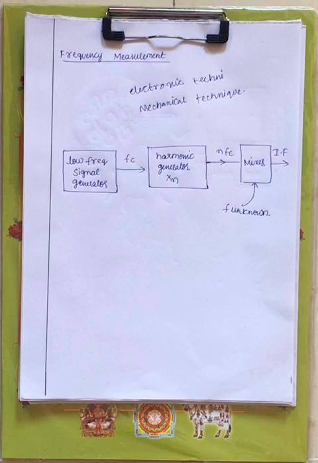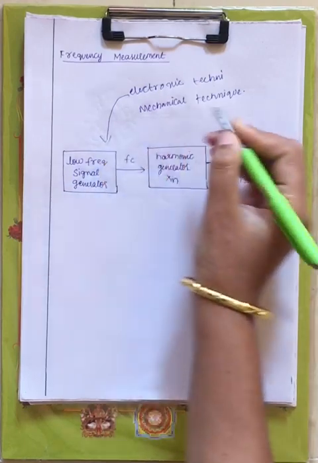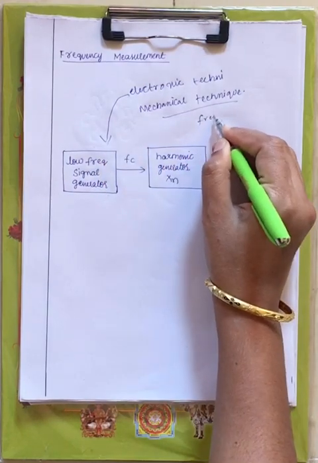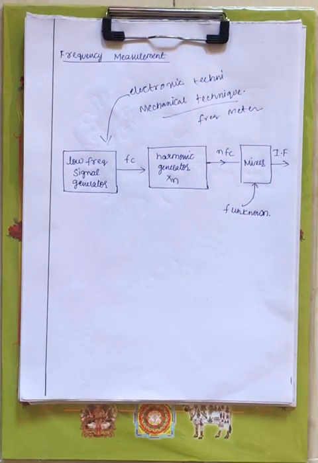Frequency measurement, the name itself indicates we are measuring the parameter frequency, and that frequency is your microwave frequency. We are using two different methods: one is the electronic technique and the other is the mechanical technique. Now let us see the electronic technique first. The mechanical technique is nothing but your frequency meter through which you can measure the frequency. The important one is the electronic technique.